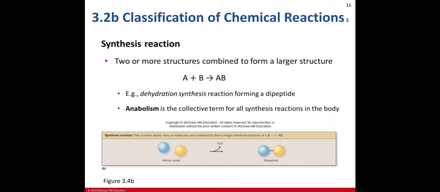Synthesis is really the opposite of our previous reaction. You take two or more structures, put them together, and make a bigger structure. So now we've got A plus B, and it's going to yield AB. And we can think of this as dehydration synthesis in order to form our dimers or our dipeptide when we're making a biomolecule. And the collective term for any synthesis reaction that happens in the body is anabolism.